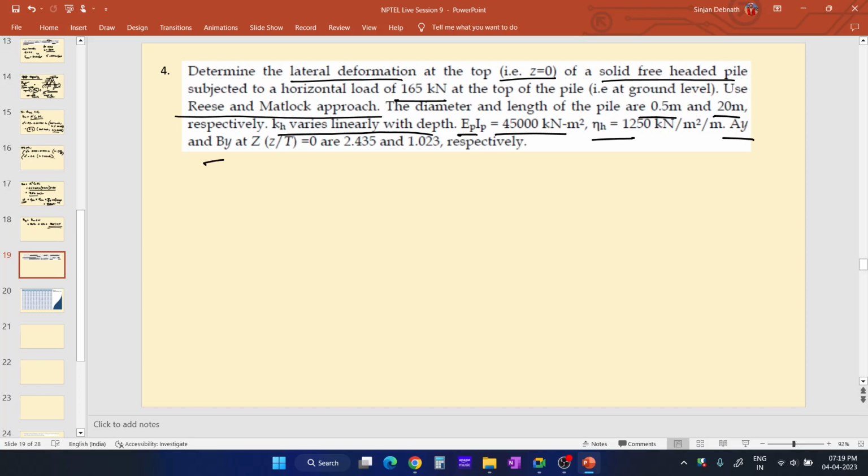The coefficients AY and BY at the top of the ground surface, where Z equals z by T equals 0, are 2.435 and 1.023. We can also determine the coefficients from the chart. I will show you how. Before solving the problem, let me present a brief about the Reese and Matlock approach.